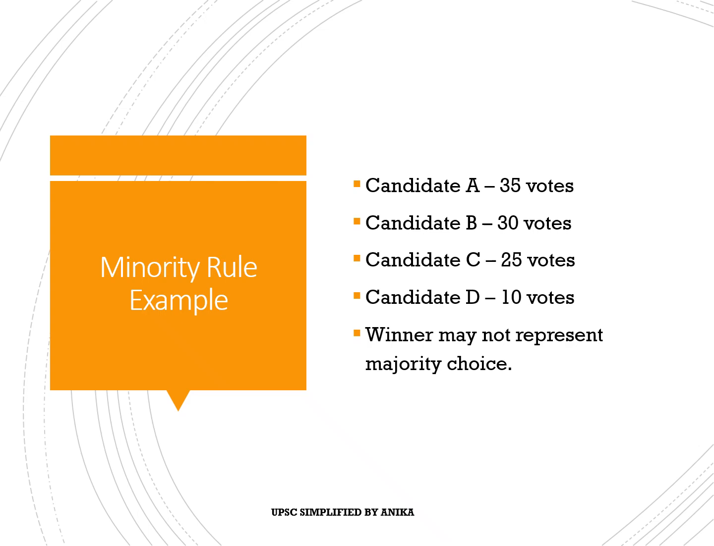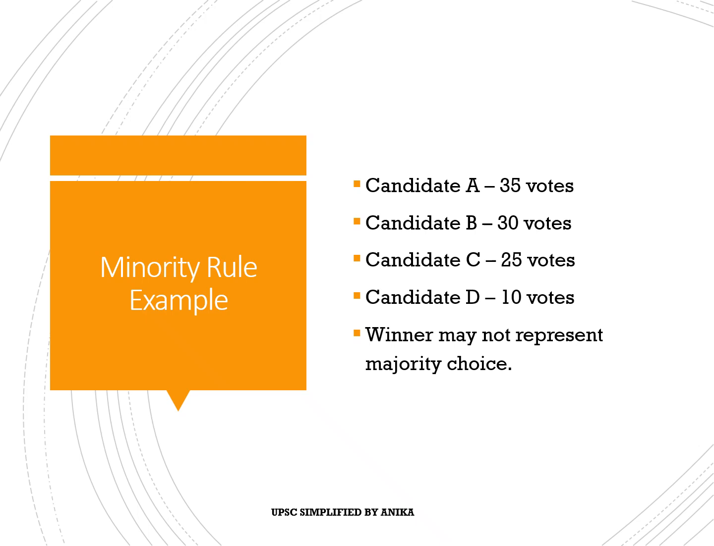Now, the next disadvantage: minority rule. In the first past the post system, a candidate can win the election even without getting the support of the majority of voters. This usually happens when the votes of the opposition are divided among many candidates. As a result, the winning candidate may not truly represent the choice of most voters.